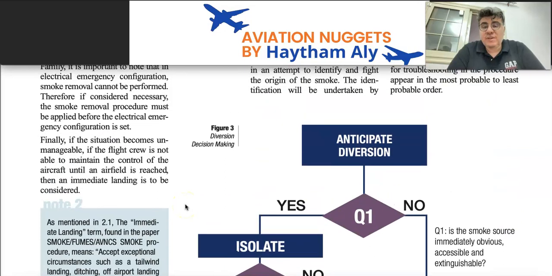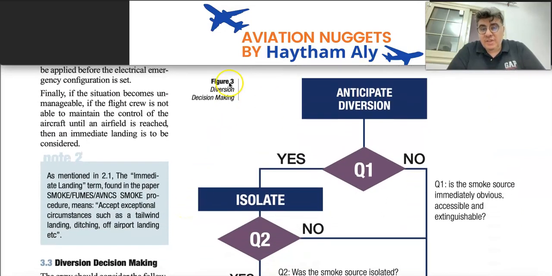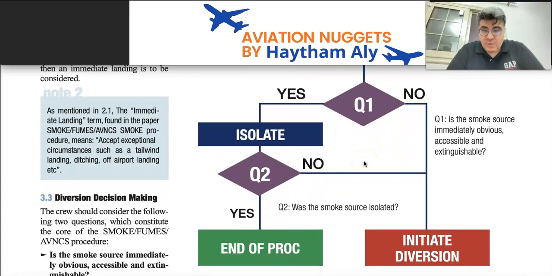Let's see these two questions, everybody. As you can see here, diversion decision making. You need to anticipate diversion in the avionics smoke fumes procedure. Okay, question 1 here. You need to ask yourself question 1. Is the smoke source immediately obvious, accessible, and extinguishable? If yes, you need to isolate.